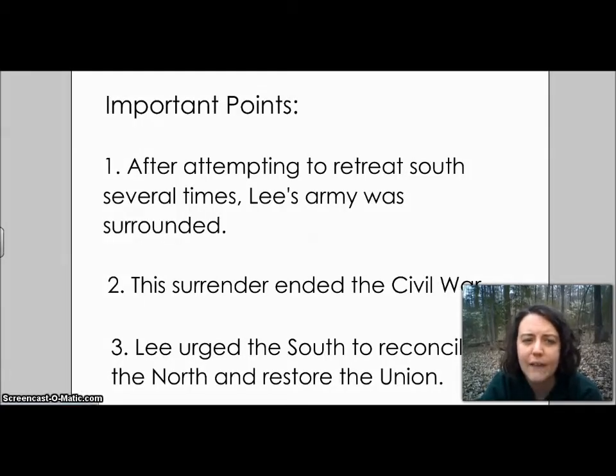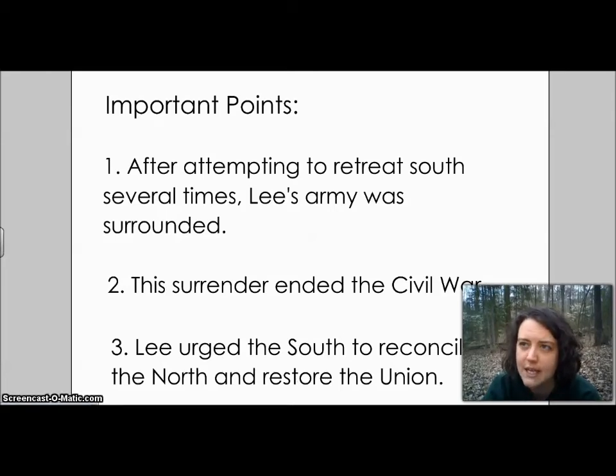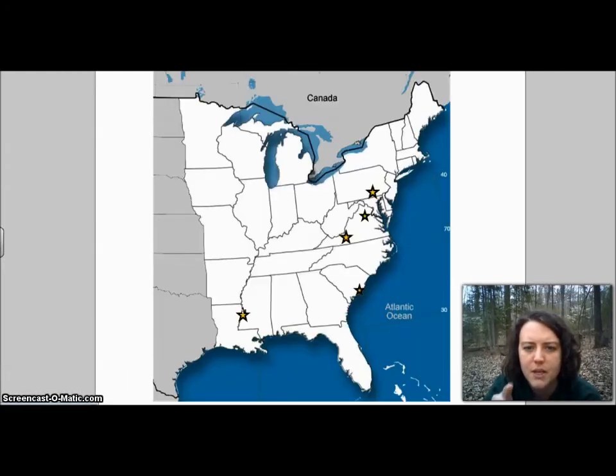Important points: after attempting to retreat south several times, Lee's army was surrounded. The surrender officially ended the Civil War, even though there was some fighting that still took place. And Lee spent almost the rest of his time where he had any sort of pull or leadership urging the South to reconcile with the North and restore the Union. Here you see a star right near where we live in Virginia, marking Appomattox on the map.